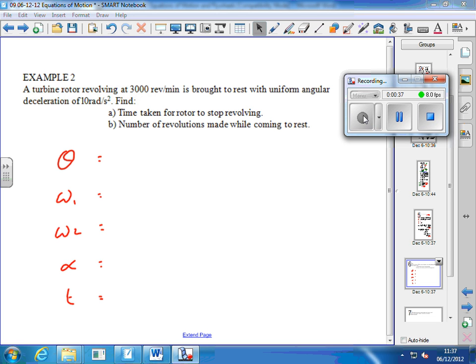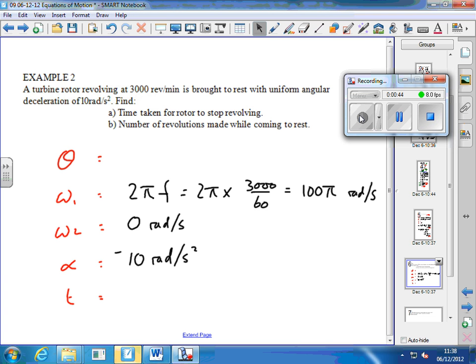So write down what you know, put it in the appropriate units, and then we'll think about how we're going to do it. Okay, so we know omega 1 is 2 pi times the frequency. Again, the frequency is 3,000 over 60, so that gives us 100 pi radians per second. I should recommend leaving it in terms of pi to start off with. Alpha, of course, is 10, but it's a negative 10 radians per second squared. That's important to realize. And omega 2 is 0 because it's coming to rest.